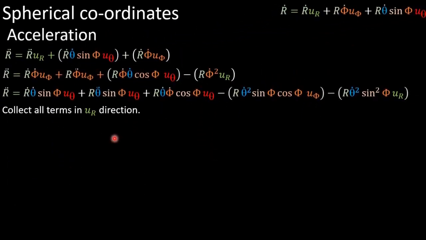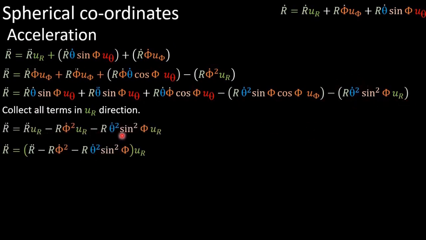And now what I'm going to do is collect all my terms in the u sub r direction. So this term here is in the u sub r direction, that's in the u sub r direction, and so is this term here. So I'm going to put them together. And then factor out u sub r from each term. So all of this is multiplied by the unit vector u sub r.